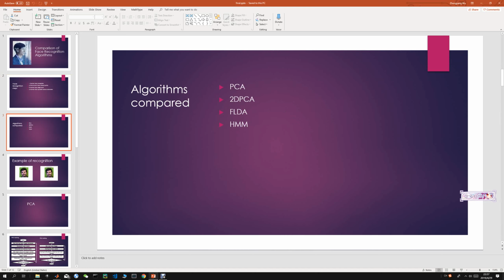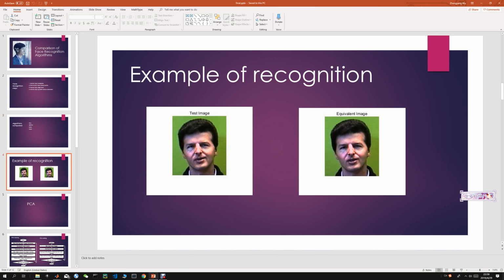In this project, I used 4 algorithms. 3 are successful, but the Fisher's method is not complete. This is the example of the project as I just showed before in MATLAB.